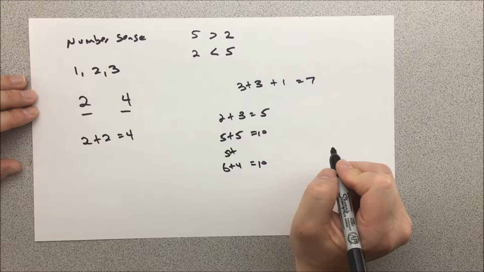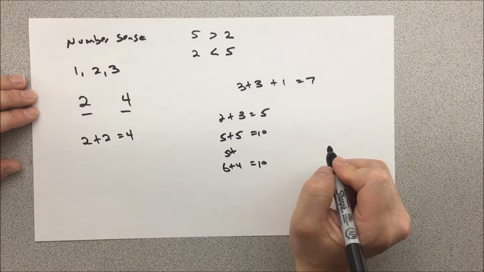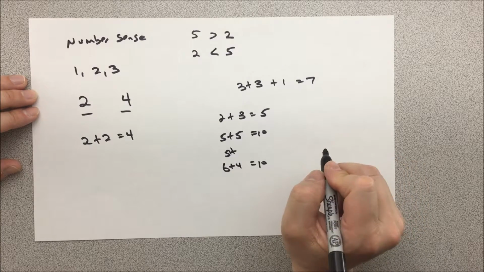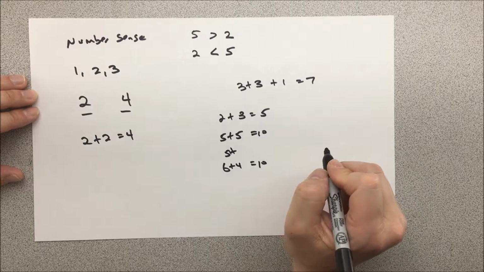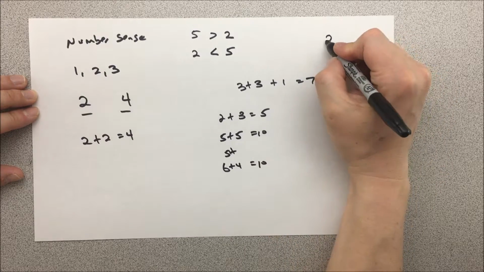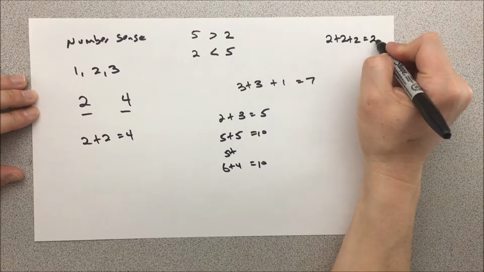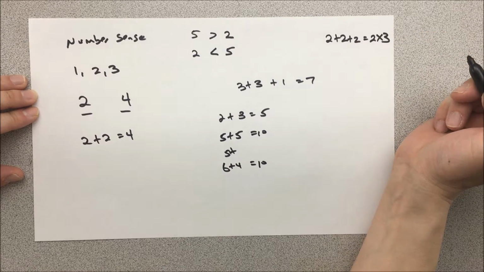We learned to know our multiples to 12 when I was a kid, but don't be limited. Go up to 20. As you learn your multiples, you can start learning that repeated addition is the same as multiplication. 2 plus 2 plus 2 is the same thing as 2 times 3.